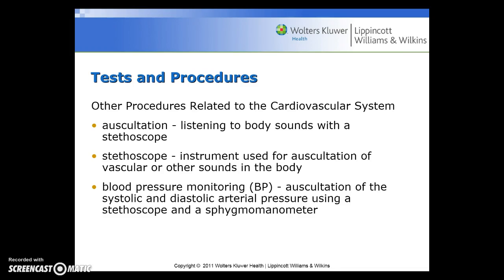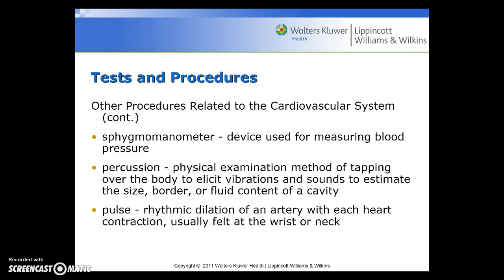Additionally, auscultation is listening to the body sounds with a stethoscope. A stethoscope is an instrument used for auscultation of vascular or other sounds in the body. And a blood pressure monitoring, or BP, is the auscultation of the systolic and diastolic arterial pressure using a stethoscope or a sphygmomanometer. A sphygmomanometer is the device used for measuring blood pressure. Percussion is the physical examination method of tapping over the body to elicit vibrations and sounds to estimate the size, border, or fluid content of a cavity.